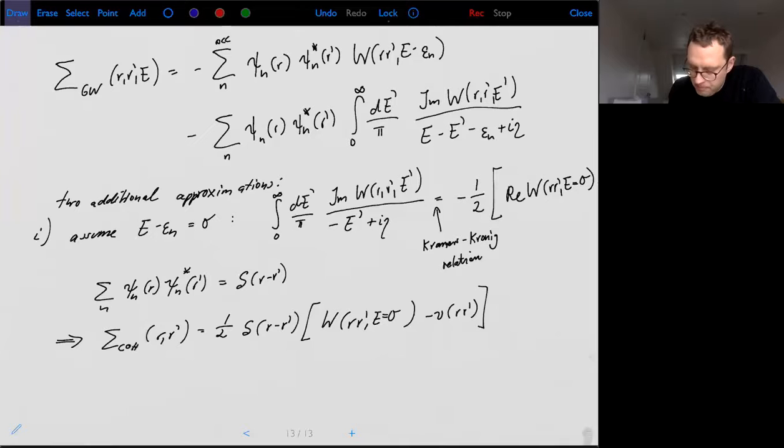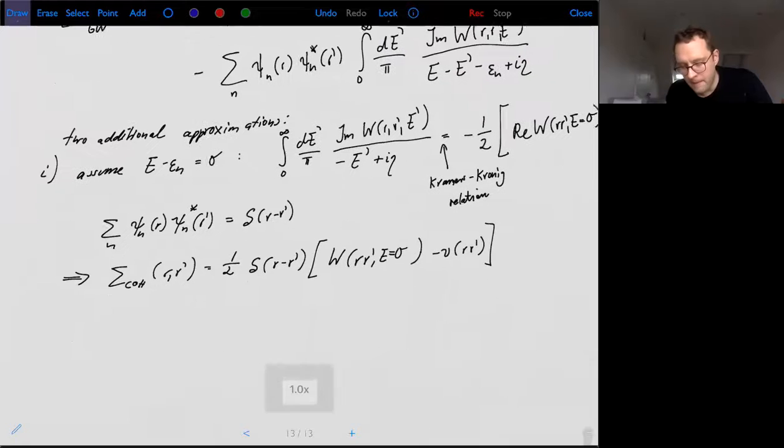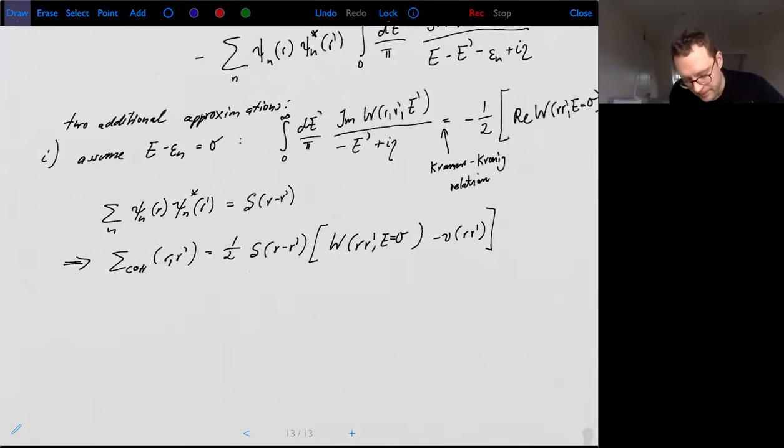To be honest, this is not frequently used. This approximation actually still overestimates band gaps quite a bit. A much more common approximation is where you use a so-called plasmon pole approximation.